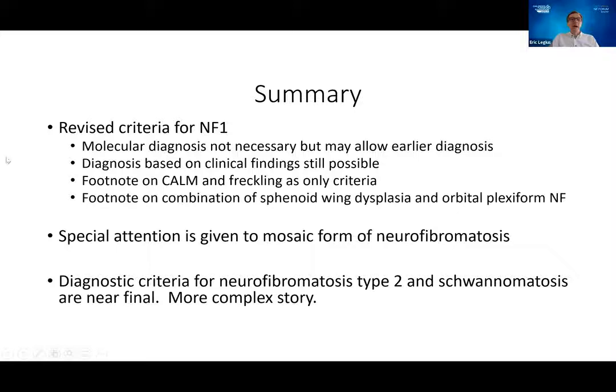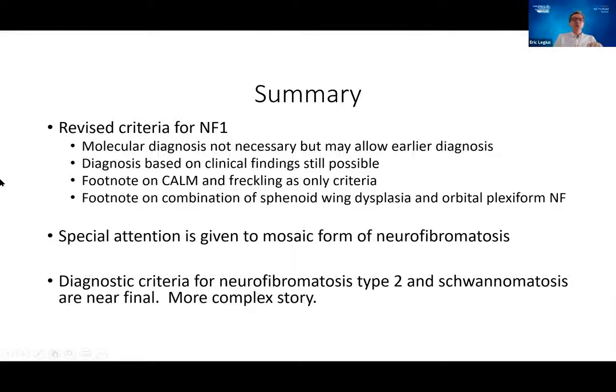So to summarize, the revised criteria for NF1, we included a molecular diagnosis as one of the many criteria, but it is not necessary to make a diagnosis, but it may allow for an earlier diagnosis if you only have café au lait spots. And also by the traditional criteria, you had to wait several years before a second criterion appeared to make a diagnosis. But now with the molecular test, if you can do it early on, it allows you to make a formal diagnosis of neurofibromatosis type 1 at an earlier stage.